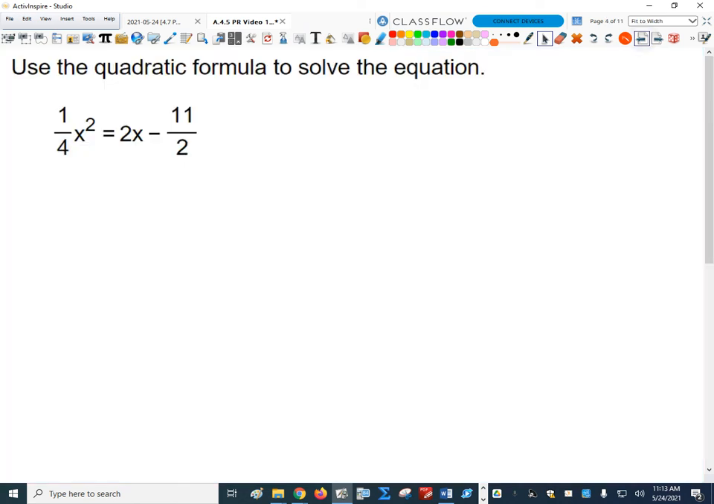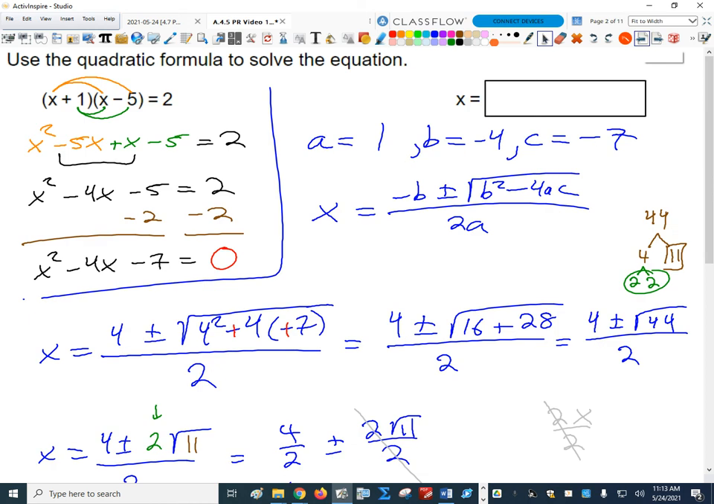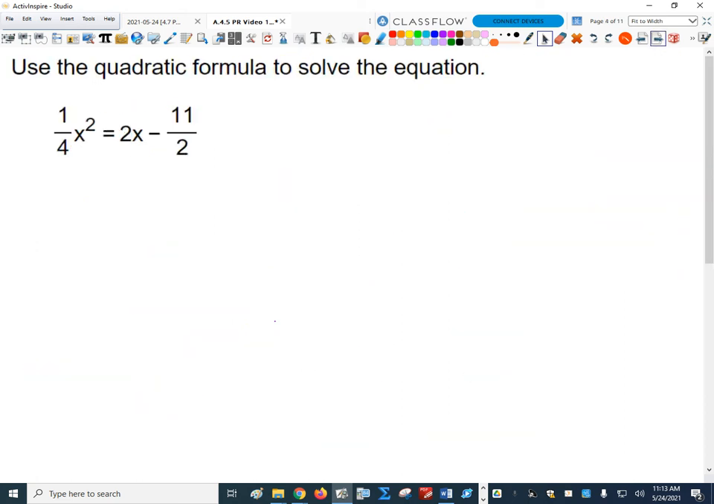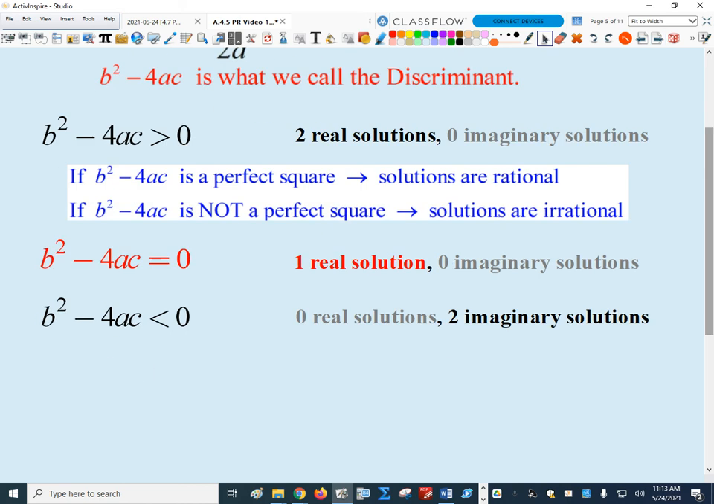If it's not a perfect square, like we got in our second example, well, then we got stuck. We had square root of 44, which is not a perfect square. We got stuck with square roots in our answer. So you can't write those as fractions, right? The square roots make it irrational. So if the discriminant is not a perfect square, our real solutions are irrational real numbers, okay?